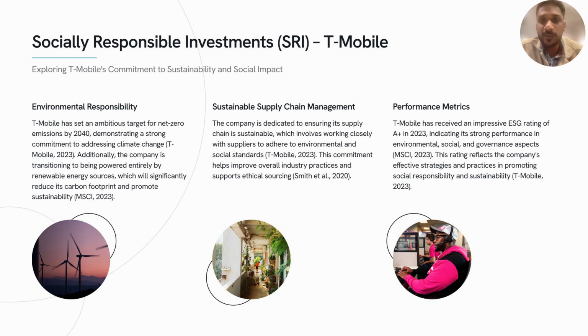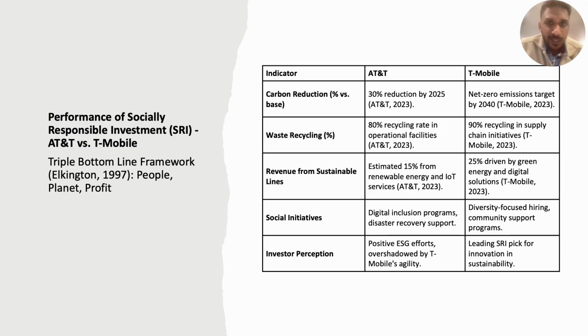And then thirdly, performance metrics. T-Mobile has received an impressive ESG rating of A+ in 2023, indicating its strong performance in environmental, social, and governance aspects. Doing a side-by-side comparison of both, we can see that for AT&T, there is a 30% reduction of carbon by 2025, and for T-Mobile, a net zero emissions target by 2040.